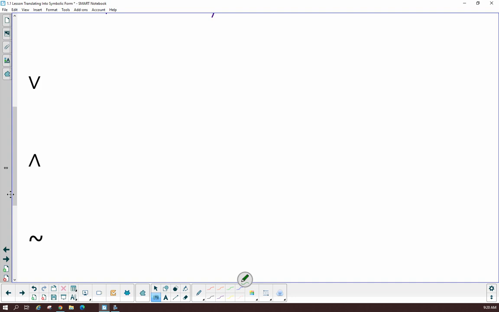The next two are going to be similar to that double arrow. They'll be joining two statements, one at the beginning and one at the end. The one that looks like a V represents the word or, and the one that looks like an upside down V, or we can almost make it look like an A, that represents the word and. And in fact, that's how I've practiced remembering which one means which. The one that we can turn into a capital letter A, that's the one that means and.